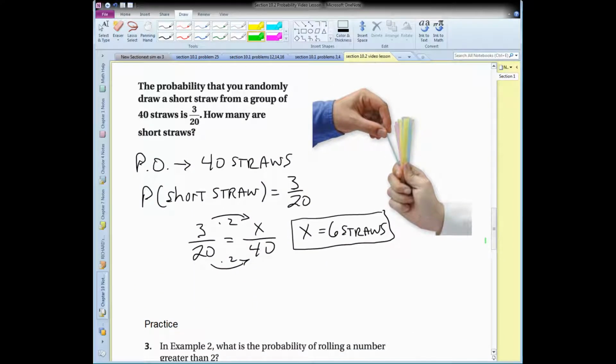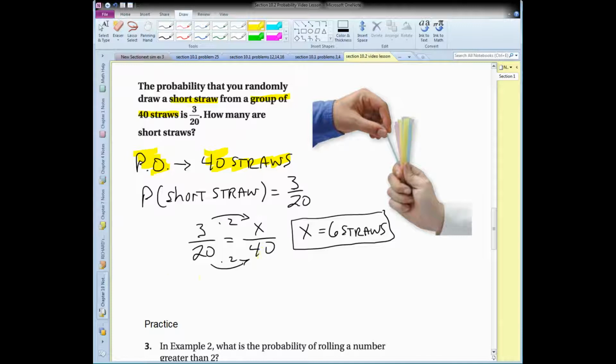So this problem says the probability that you randomly draw a short straw, okay, from a group of 40 straws. All right, a group of 40 straws. Those are all my possible outcomes. There's 40 straws there. And my favorable outcome, in this problem, is the short straws. How many short straws are in there? That's what we have to figure out.